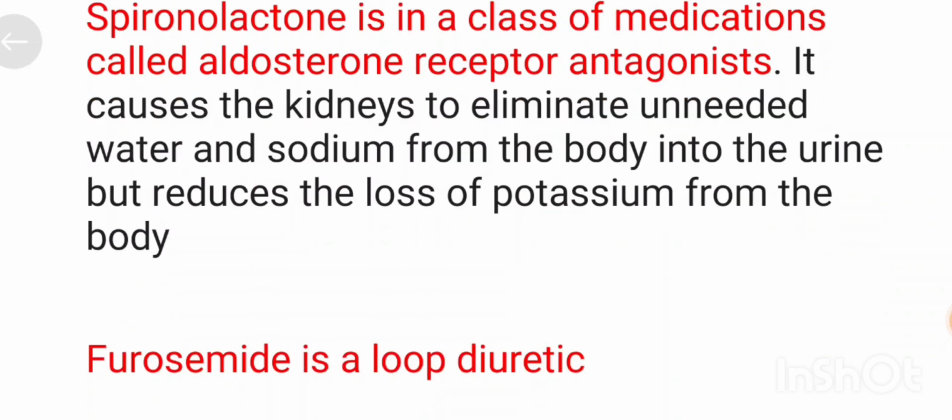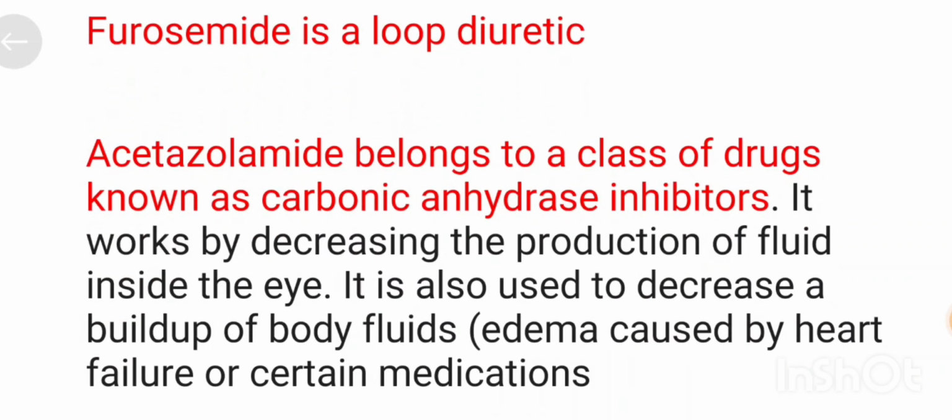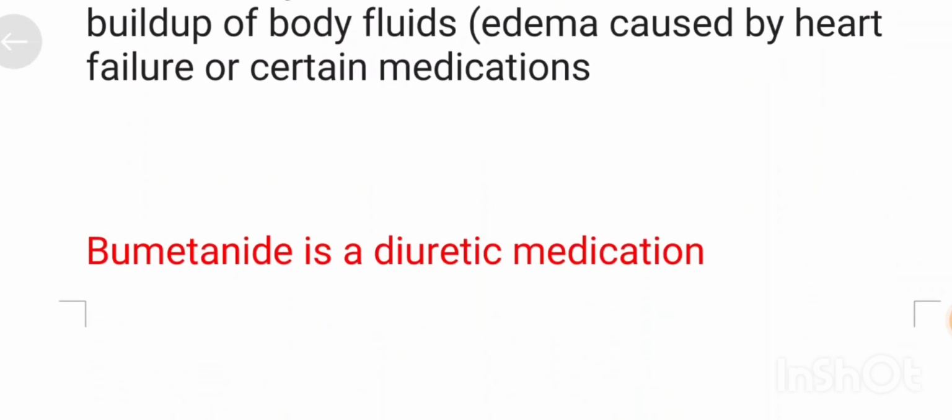And furosemide is a loop diuretic, and acetazolamide belongs to a class of drug known as the carbonic anhydrase inhibitor. It works by decreasing the production of fluids inside the eye. It is also used to decrease a build up of body fluid, edema, caused by heart failure or other conditions. Bumetanide is a diuretic medication.